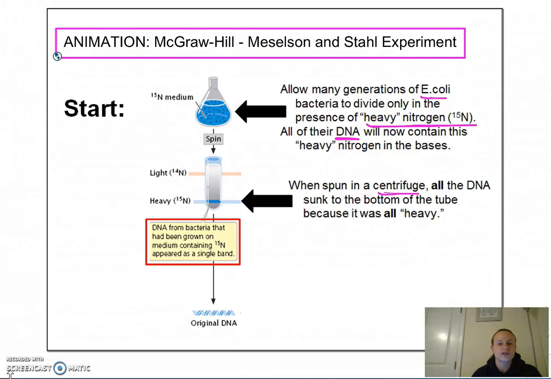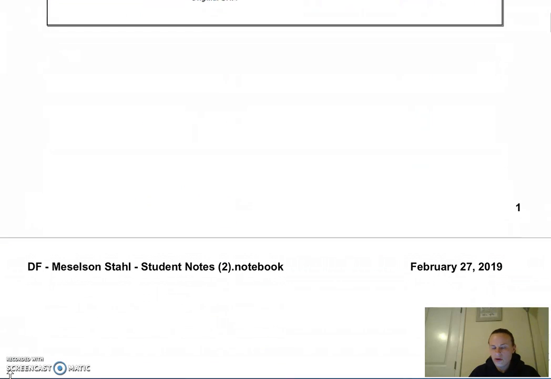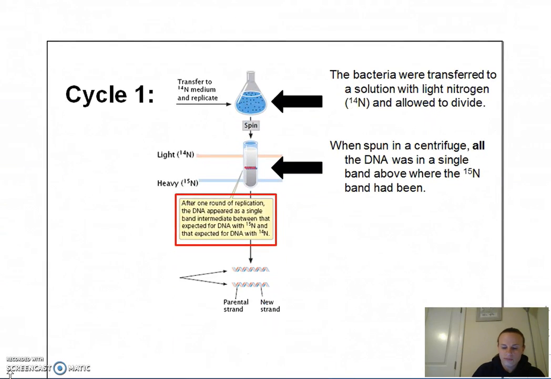Using a centrifuge, which is a machine that separates a sample based on its density, Meselson and Stahl took their sample and spun it down. And when they spun it down, they ended up with 1 band at the bottom of their test tube, indicating that the DNA contained this heavy nitrogen, because the heavier substance went further down in the test tube. Their next step was to allow this E. coli to replicate in the presence of nitrogen-14. Nitrogen-14 is considered the light nitrogen.